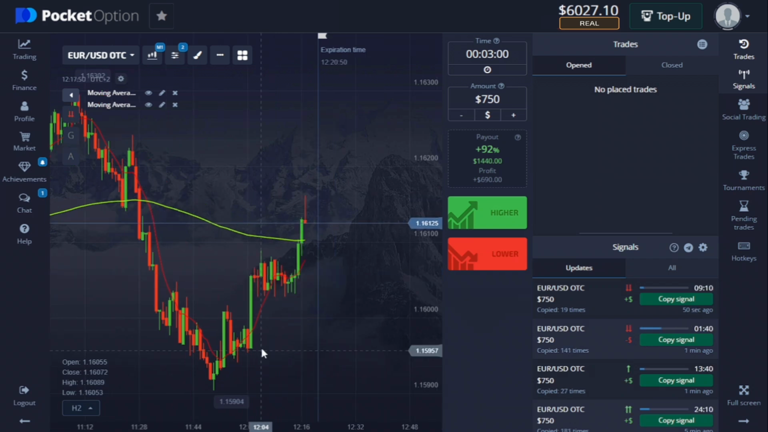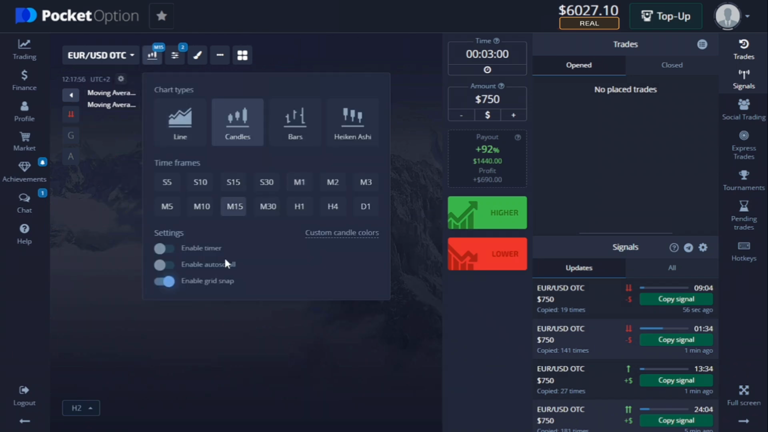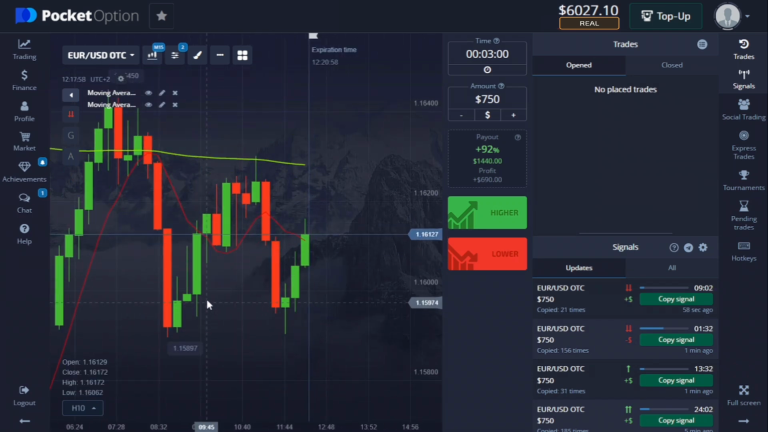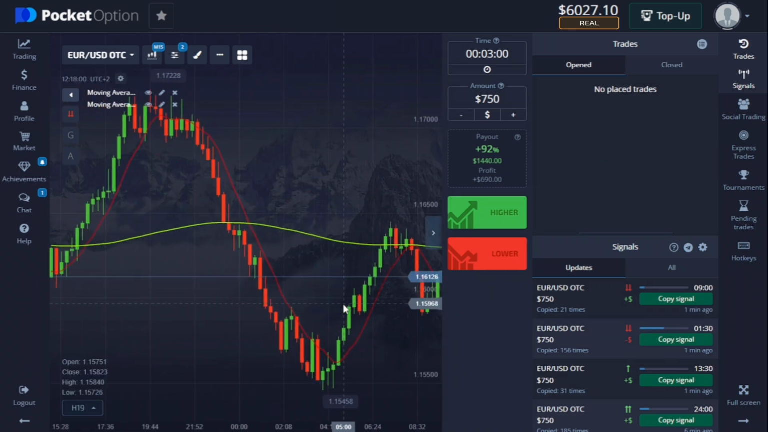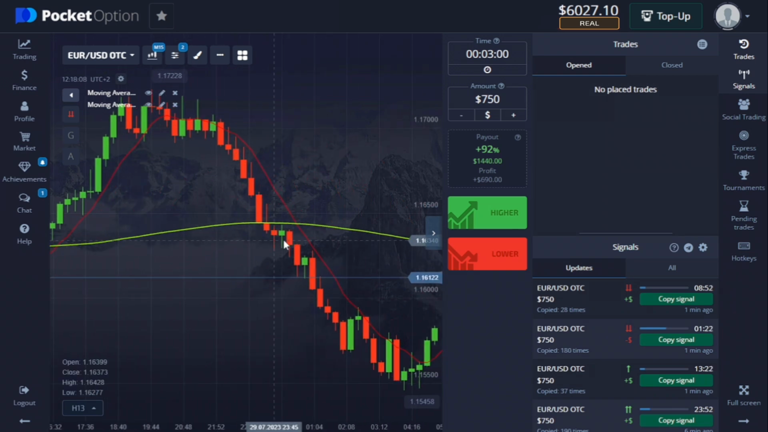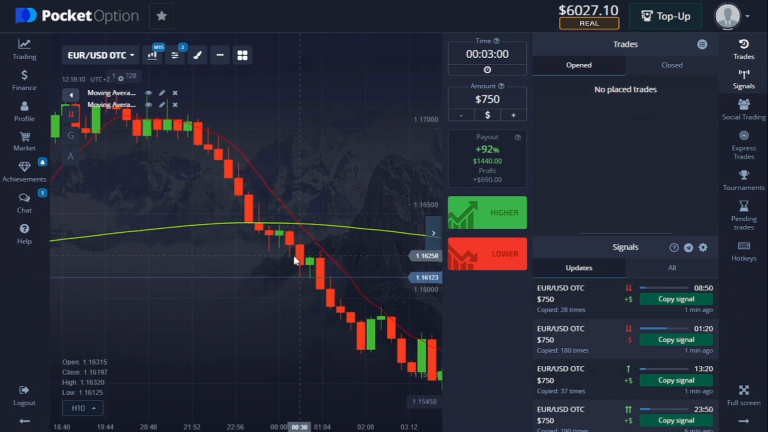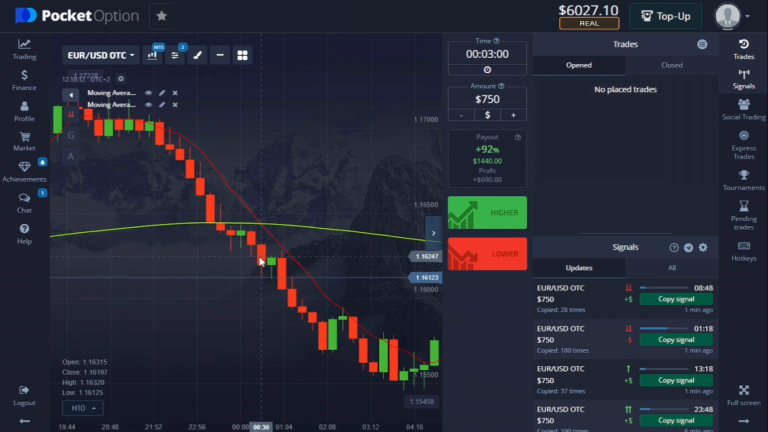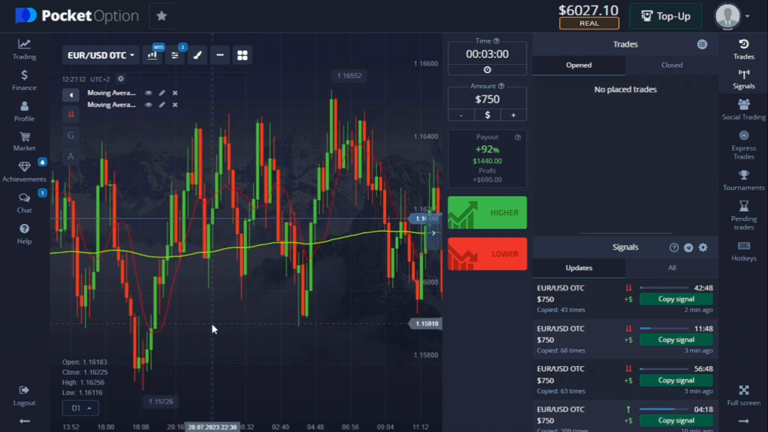So using this method, you want to identify the long-term trend of the market. And the way you can do this is by going to the 15-minute chart and checking whether the 8 SMA is above or below the 200 EMA. So if the 8 SMA is above the 200 EMA, you only want to take buy trades. And if the 8 SMA is below the 200 EMA, you only want to take sell trades. Now, if the market is consolidating, like in this example, you don't want to open any trades at all.